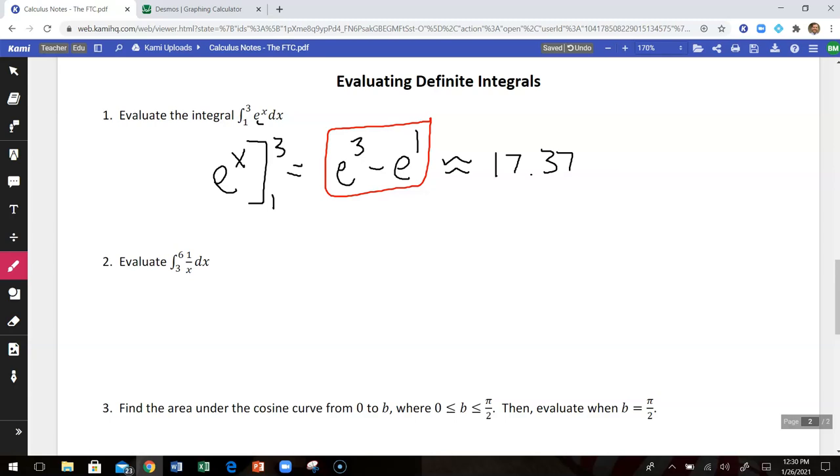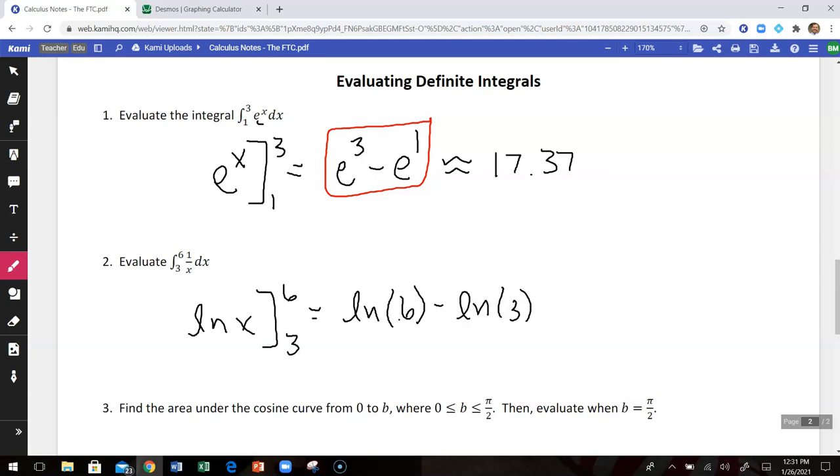Okay, same thing with number 2 here. So I'm going to do the antiderivative of 1 over x, and the antiderivative of 1 over x is the natural log of x, and I'm going to evaluate that from 3 to 6, which means I'm going to do the natural log of 6 minus the natural log of 3. Now again, that is a precise answer. If I evaluate the natural log of 6 and subtract the natural log of 3, I get 0.693. It's an approximation there.